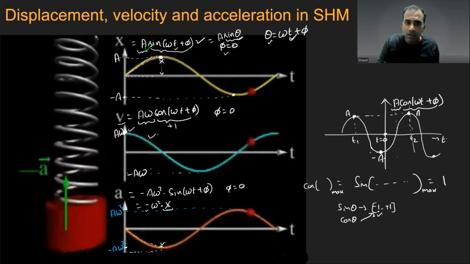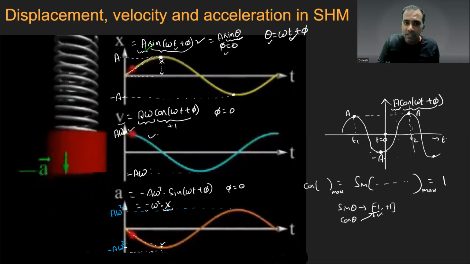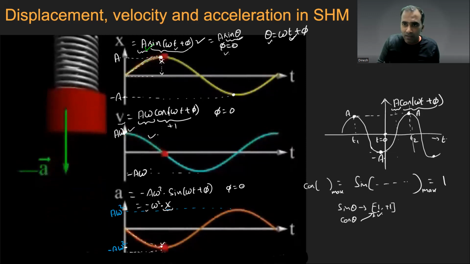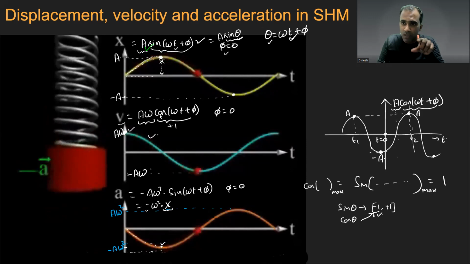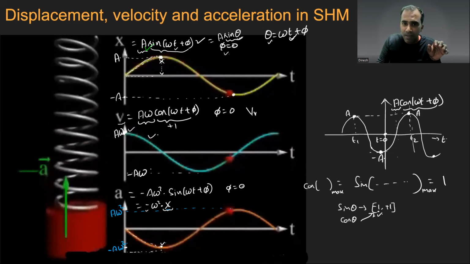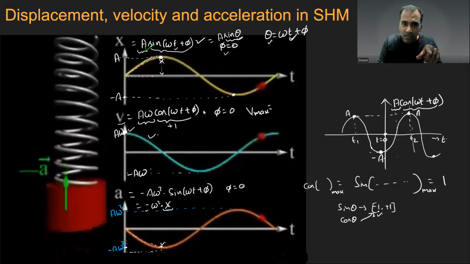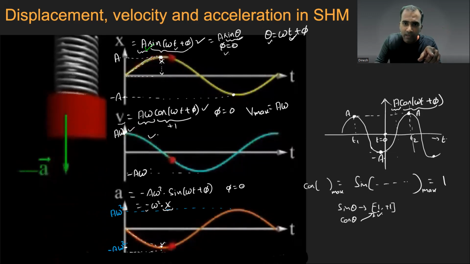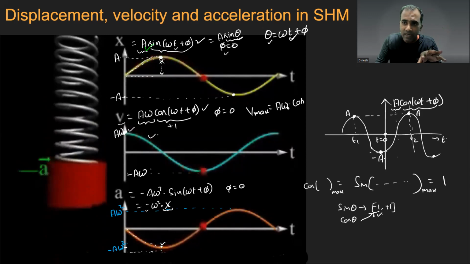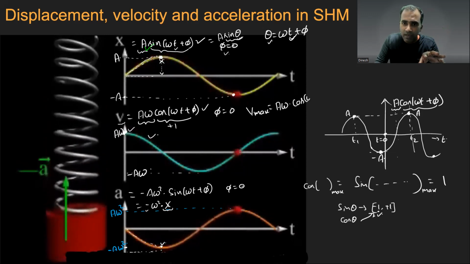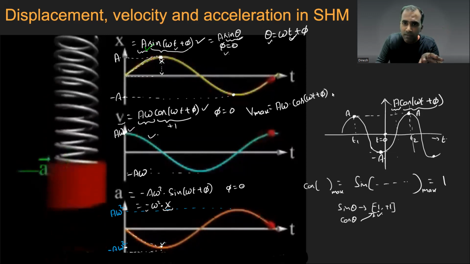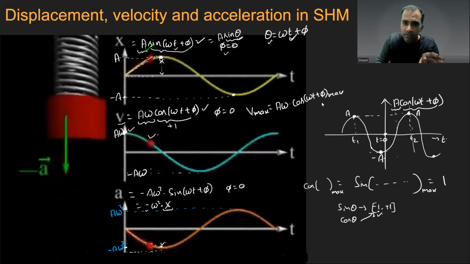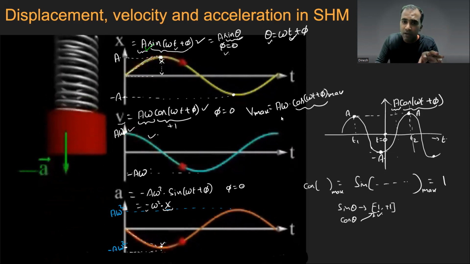When cos becomes plus 1, what is the value of velocity? A omega into 1. A omega into the maximum value of cos, which is 1. That will give you the maximum velocity, V max. From this graph also we can find V max. V max happens when A into omega into cos is the variable, and A and omega are constants. When cos of omega t plus phi becomes maximum, that is when we get the maximum velocity.